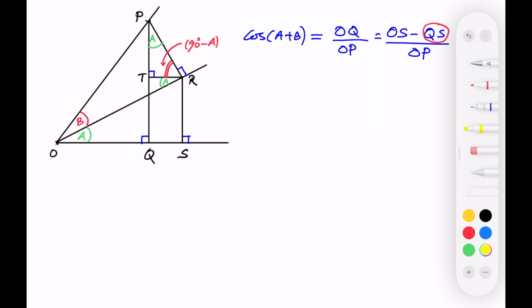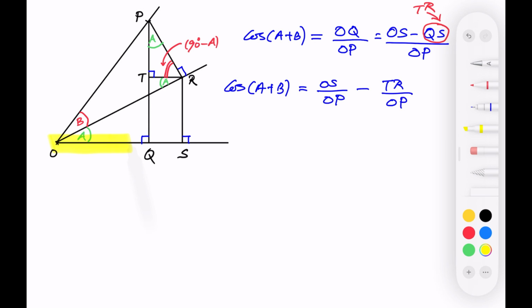As we saw earlier, TRSQ is a rectangle. Therefore, the length QS should be equal to the length TR. Therefore, I'm going to replace QS by TR. Then I'm going to write down cosine A plus B as OS minus TR, everything divided by OP. And I'm going to split that into two fractions and write it as OS divided by OP minus TR divided by OP.